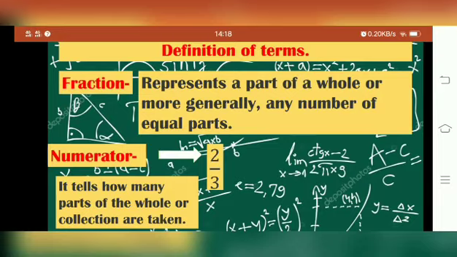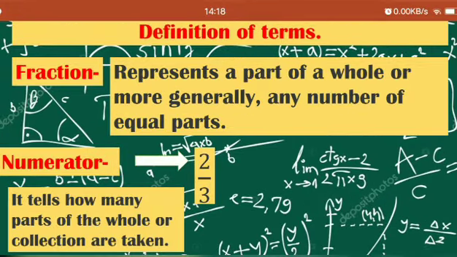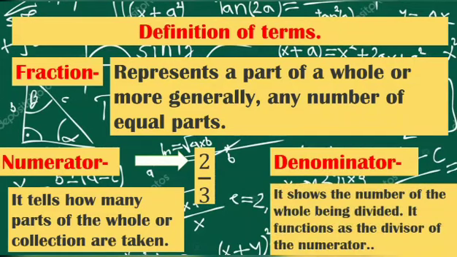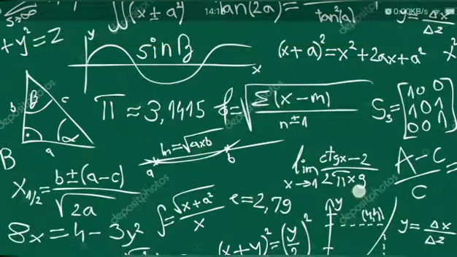It tells how many parts of the whole or collection are taken. So 2 is our numerator. What is a denominator? It shows the number of the whole being divided. It functions as the divisor of the numerator. So here, 3 is our denominator.